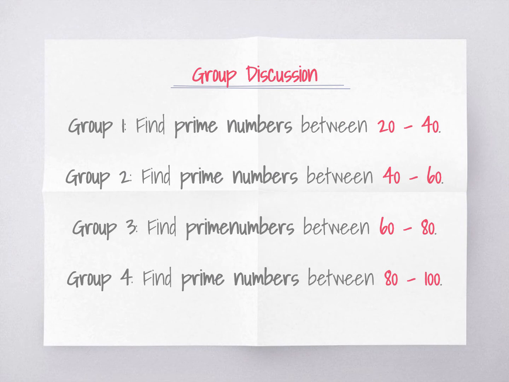Okay, let's have a group activity or group discussion. Group 1 will find prime numbers between 20 to 40. Group 2 will find prime numbers between 40 to 60. Group 3 will find prime numbers between 60 to 80. Then Group 4 will find prime numbers between 80 to 100.